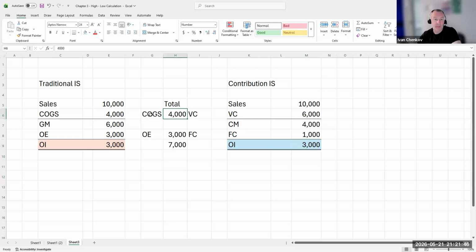So again, you're pulling the cost of goods sold and operating expenses, and you're chasing how they behave as variable and fixed costs. You're not going to change the total, but you're going to allocate it in the new way. Sales minus the variable costs gives you the contribution margin. And after that, you have the fixed cost, which gives you the operating income. And that's where we're going to stop today.